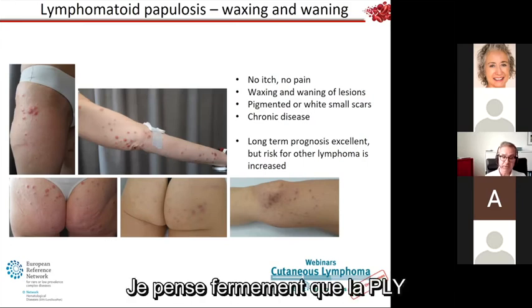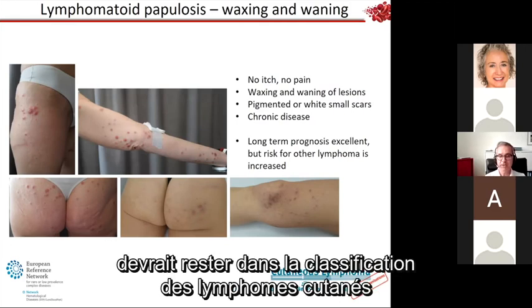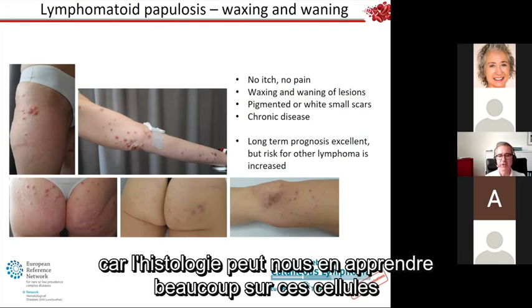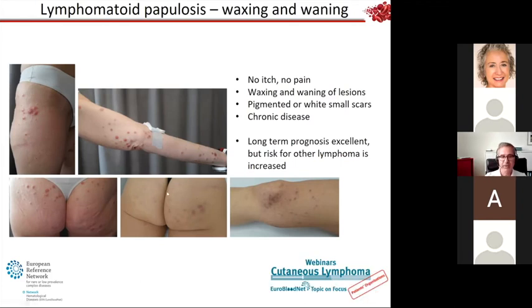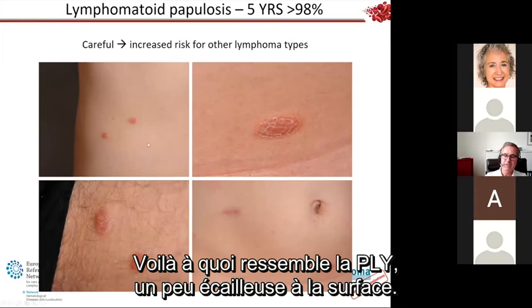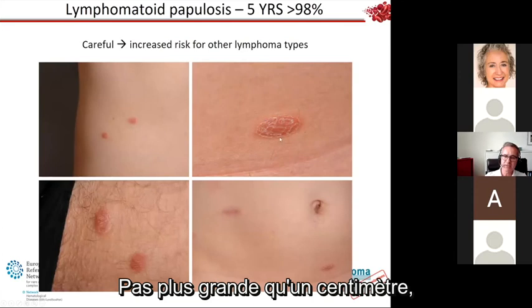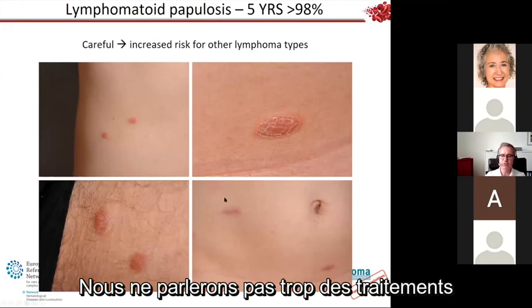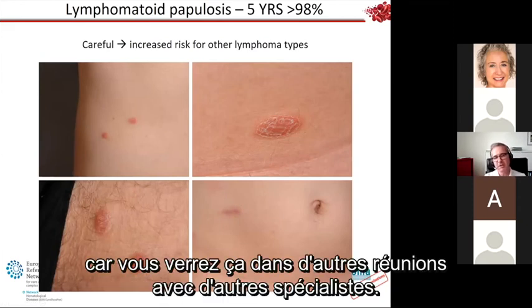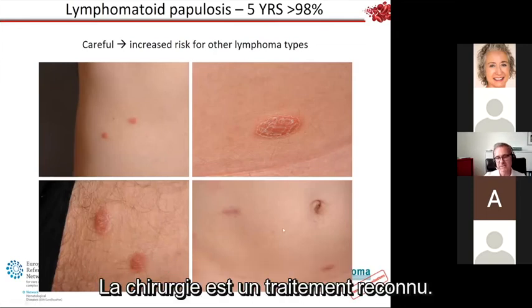I am a strong supporter of keeping LyP in the cutaneous lymphoma classification, because we can learn a lot from histology and from these cells if we only study hard enough. Again, this is how LyP looks, a little bit scaly on the surface. It should not be larger than a centimeter, and surgery is an accepted treatment for this LyP. We do not talk too much about treatment. That will be in further meetings you will have with other specialists, but surgery is an accepted treatment.